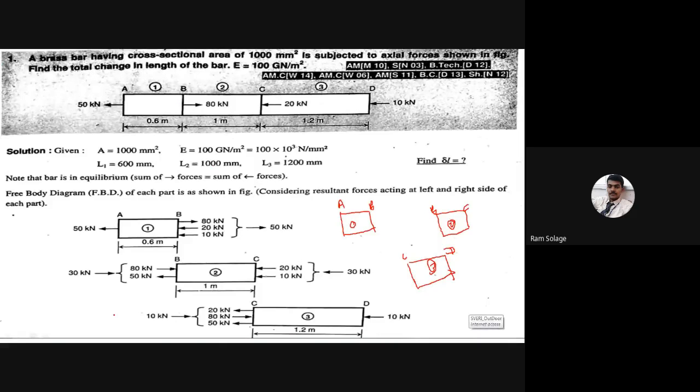Now see here, I have drawn the FBD: AB, BC, CD, section 1, section 2, section 3. Why do we have to draw the FBD? The ultimate aim of the free body diagram is to find the values of P1, P2 and P3. Why is it required? Because our formula is there: delta L is equal to PL upon AE. In the previous problem, P is common, so it does not require calculating separate P1, P2, P3.